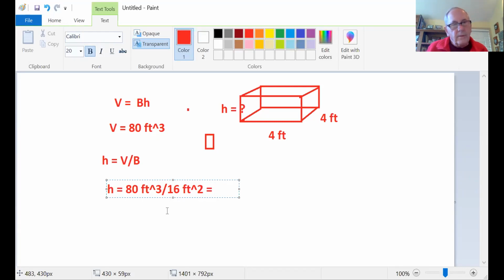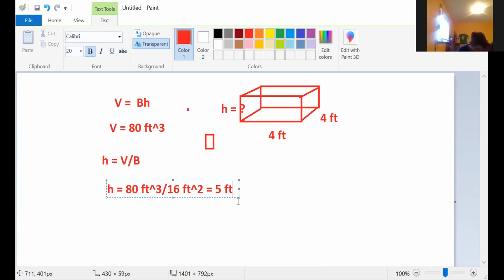What's 80 divided by 16? It's a nice even number. 16 times 5, right? So it's 5 feet. That's your answer. That makes sense? Okay, so if you're given everything but one element, you're given the volume, you're given the base, you can solve for the height. That's what you're doing.